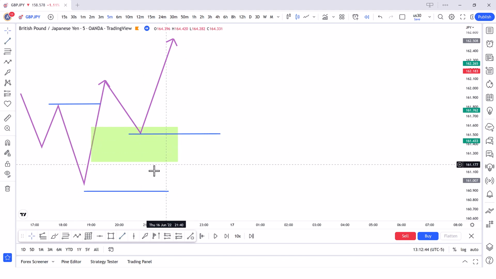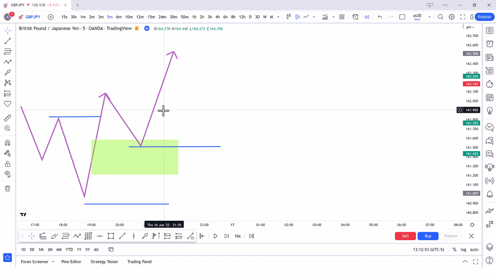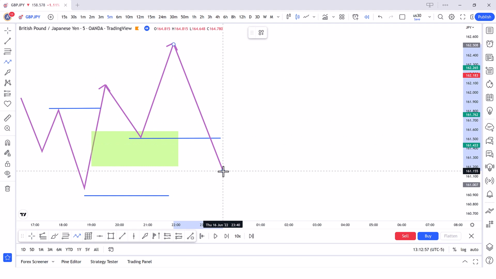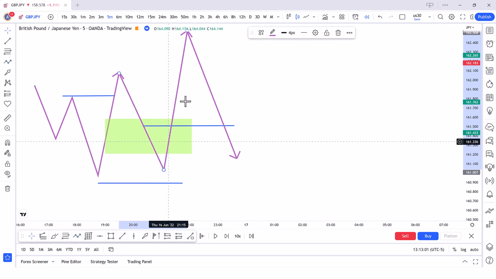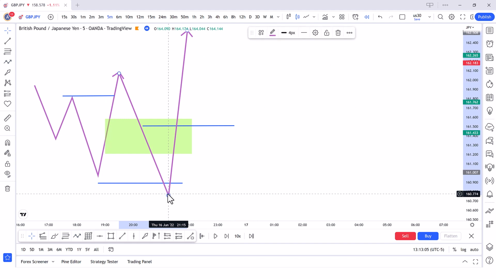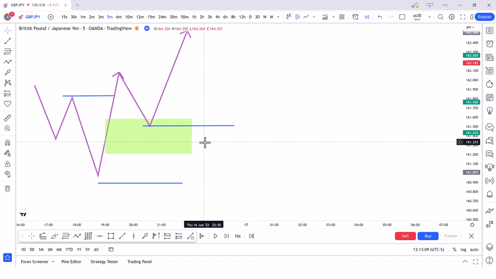What is the difference? Sometimes the market doesn't come and grab this liquidity, it just reacts to this imbalance. But when we have a point of liquidity, our win rate is going to be higher. Sometimes the market just comes down, I mean at this point, not this point, and hits our stop loss. But when we have a point of liquidity, our probability is going to be higher.